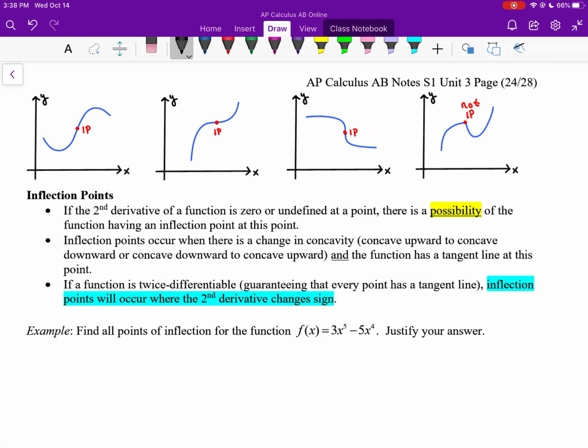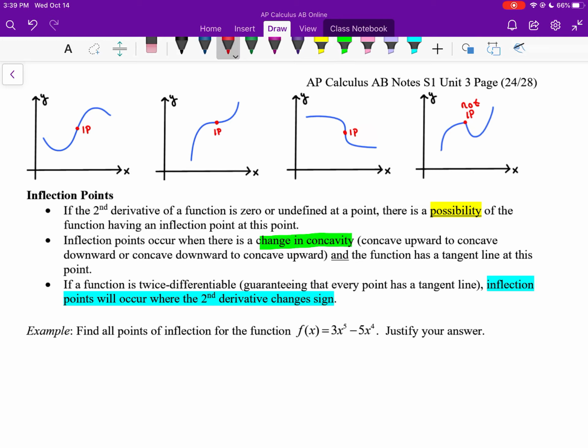You do not have to have an inflection point when the second derivative equals 0 or the second derivative is undefined. In order to get an inflection point, there has to be a change in concavity, either concave up to concave down or concave down to concave up. And this doesn't really show up in AP Calc, but does show up later. And the function has a tangent line at that particular point.